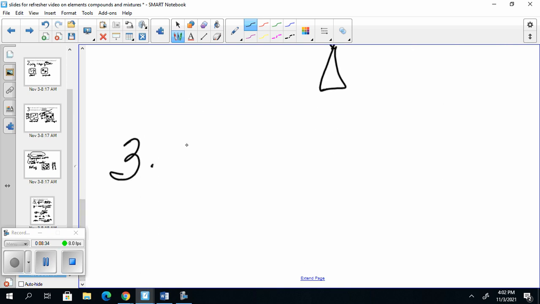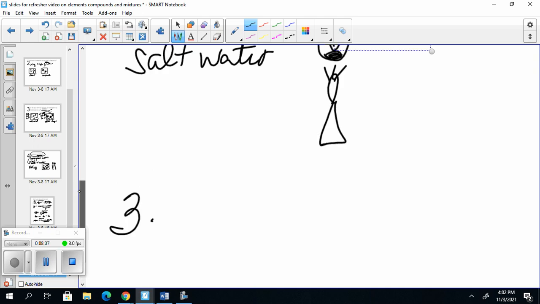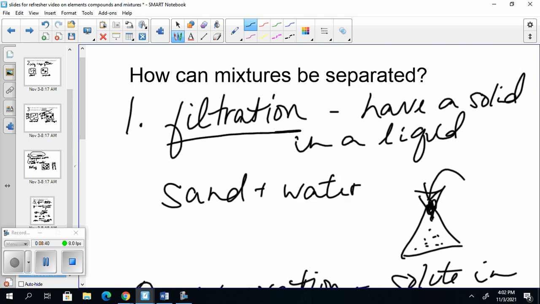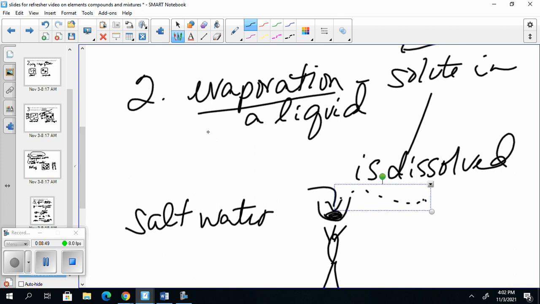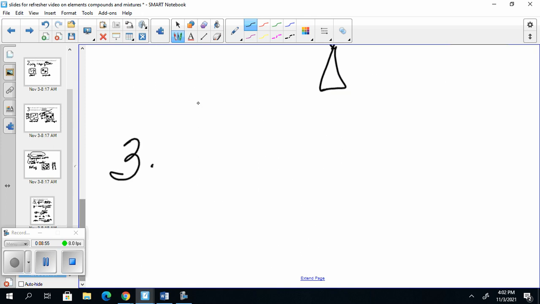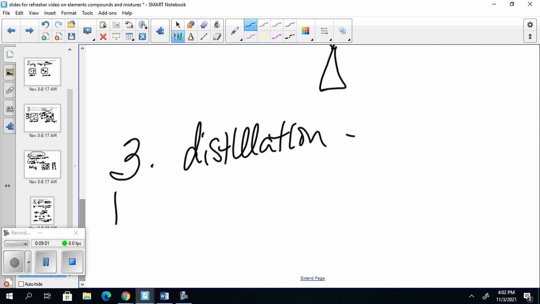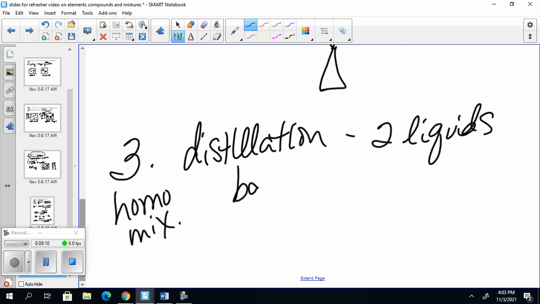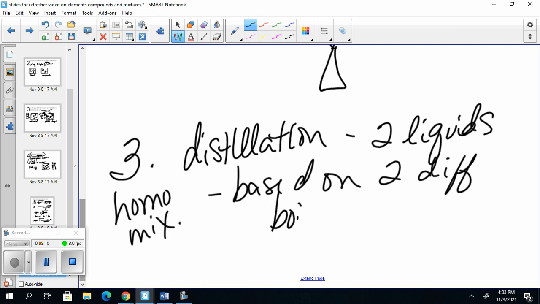Another type of separating solutions. Let's talk about this for a minute. When I am doing filtration, I am separating a heterogeneous mixture because you see the clumps of whatever the solid is in the liquid. If I'm evaporating, I am separating a homogeneous mixture, a solution. And this third one is called distillation. Distillation is also for a homogeneous mixture, and this is for when you want to separate two liquids, based on two different boiling points.